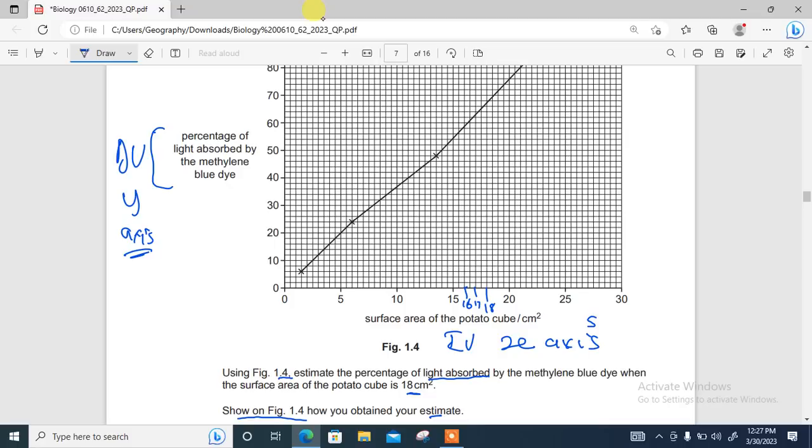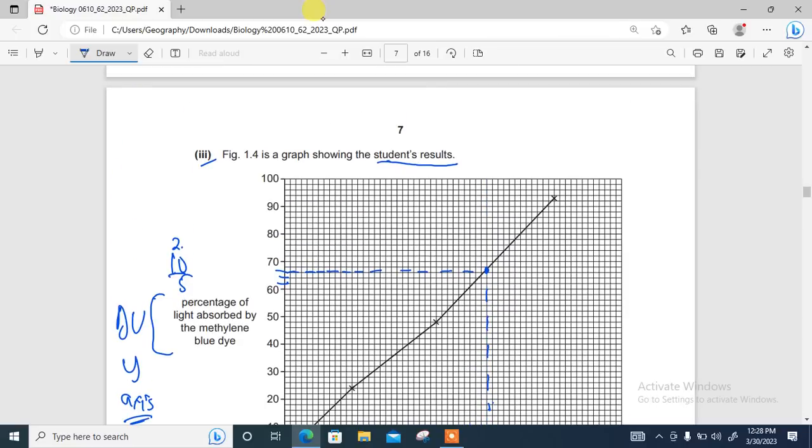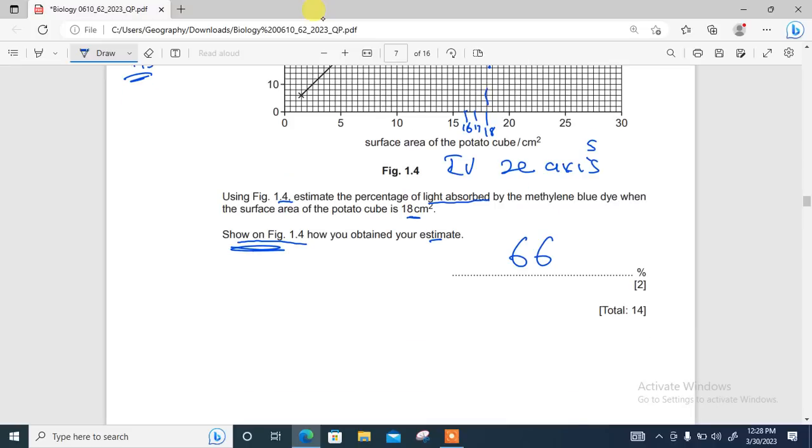I'm going to trace this up to get the percentage. So this is what I need to get. In between here, this is 60, this is 70, so the difference is 10. So I know there are 5 smaller boxes, so if I divide by 5, each box will represent 2 units. So if this is 60, this will be 62, 64, 66. So my answer will be 66. So I've been able to identify this point where I take my reading from on the graph, 66. So that's all. Show this part plus my answer. That will give me my 2 complete marks.